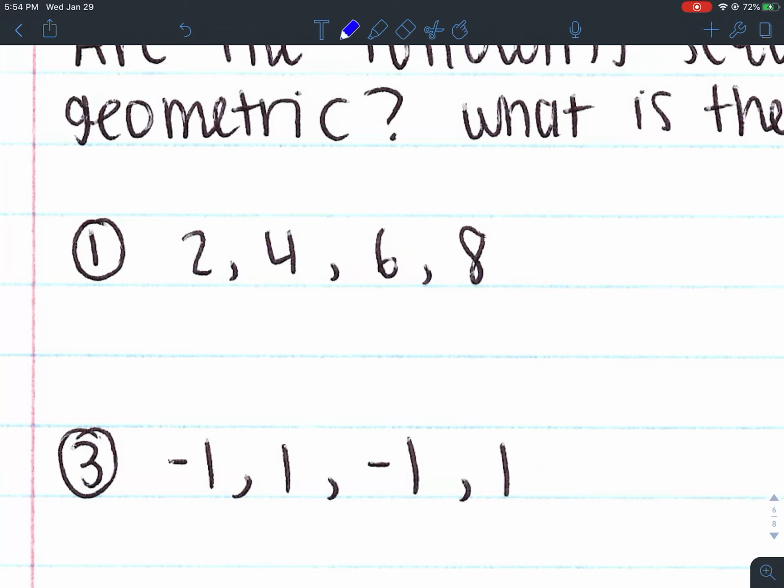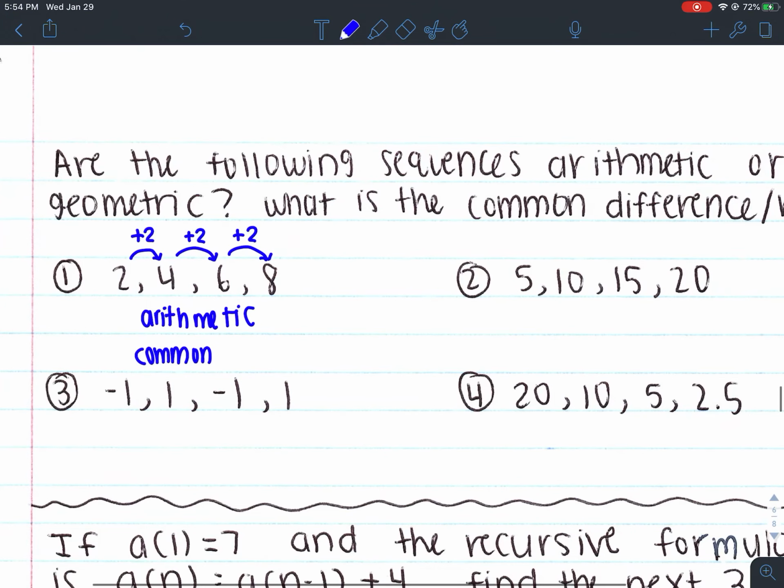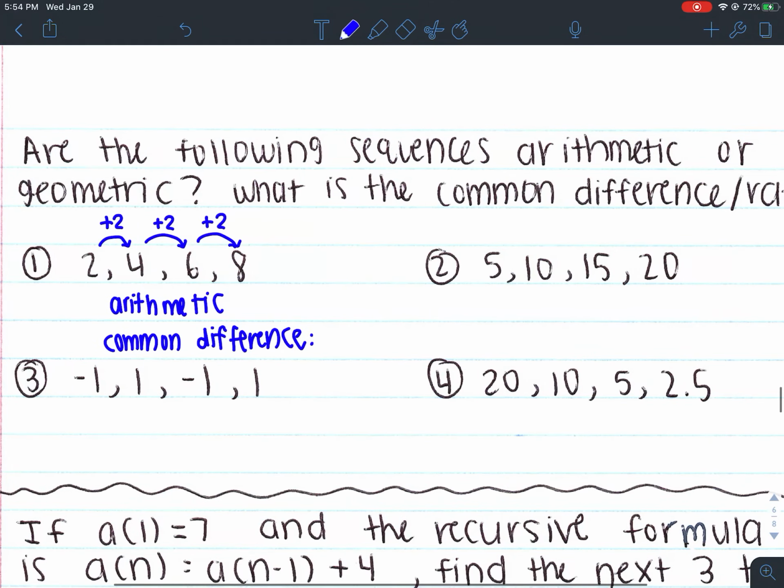This is arithmetic, because how am I getting from term to term? I'm adding 2 each time, right? I'm adding the same number. I'm adding 2. So this is going to be arithmetic. And now what would I have here? Would I have a difference or a ratio? I would have a difference. So the common difference, sometimes I like to put CD for short. The common difference here is 2, positive 2.